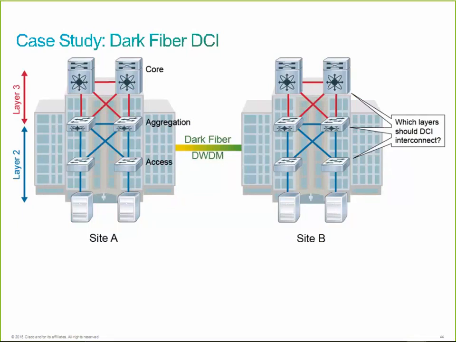So the company in this case has 2 data centers. We need to establish a point-to-point DCI, and we've decided that the dark fiber DWDM link is what we're going to use. It's available between the 2 sites, and that's going to allow us to initiate multiple layer 2 connections. So the question that we have to ask ourselves then is which data center layers should that DCI interconnect to, and how should they be connected?